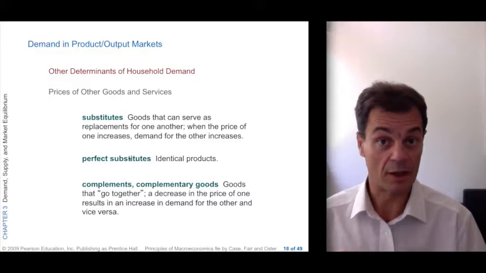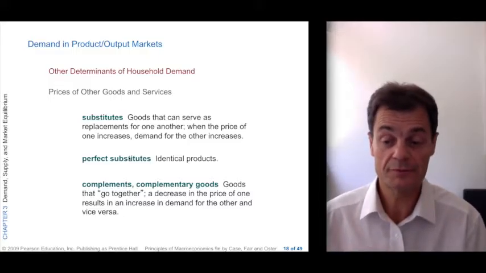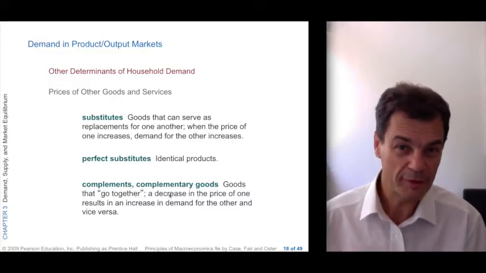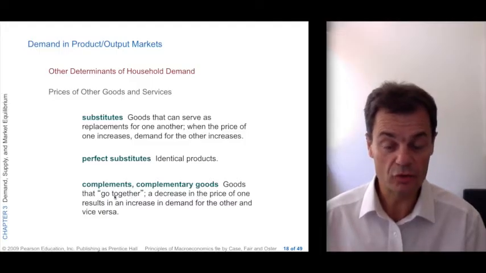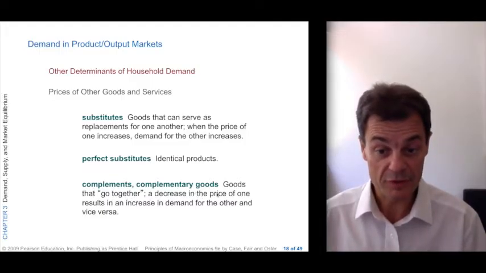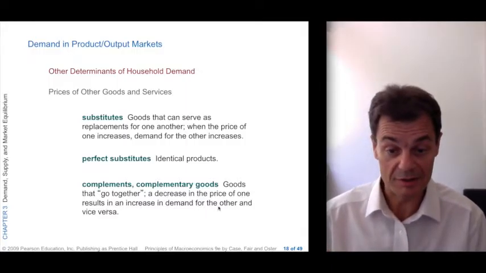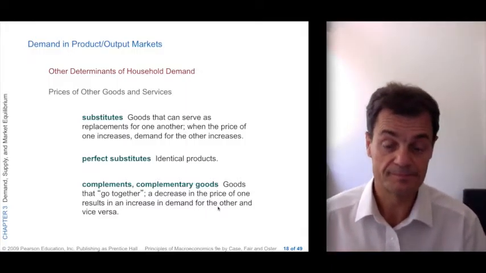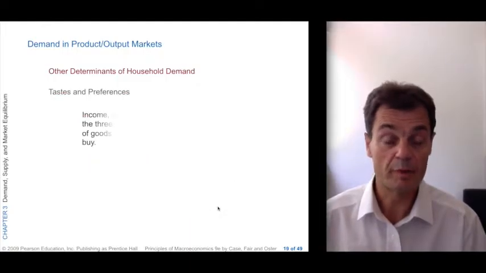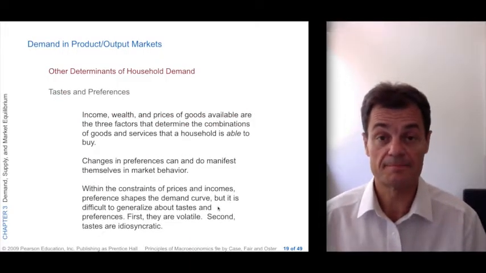Perfect substitutes are absolutely identical products, and complement or complementary goods are goods that go together, and whereby a decrease in the price of one product will result in an increase in demand for the other, and vice versa. We will see examples in the coming slides.